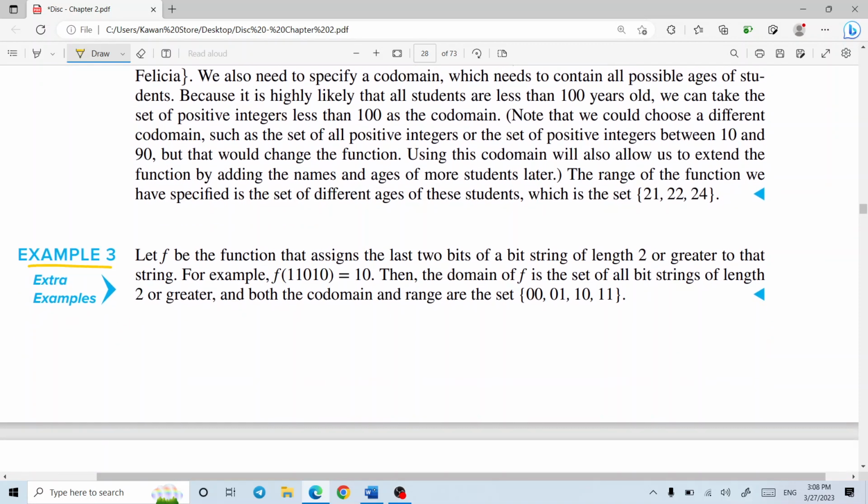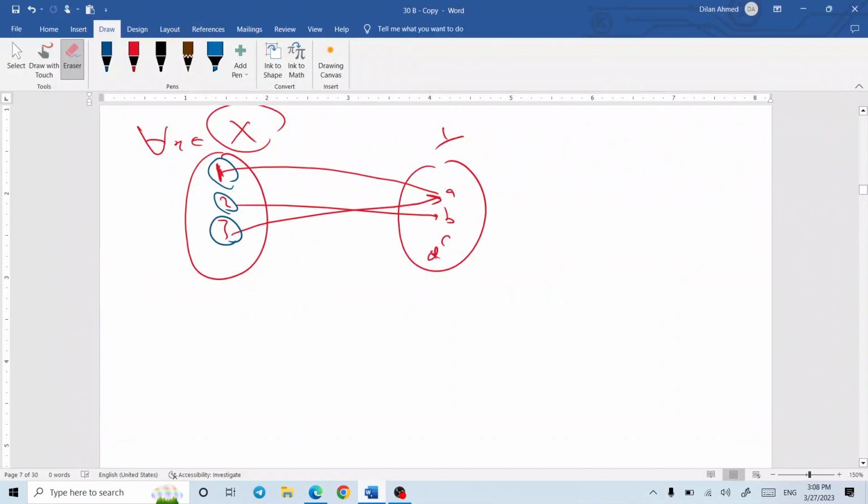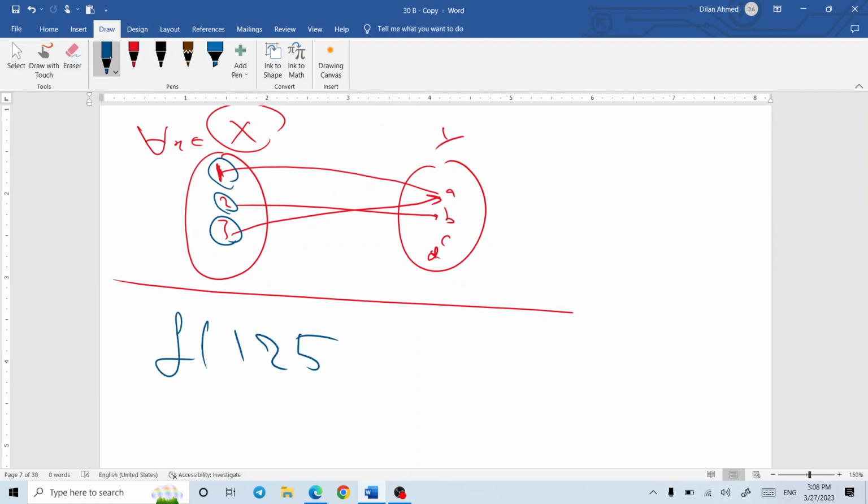Now, this is the example. Maybe you will like it. Look, I have a function. If I give it any digits, any bits, megabyte, any byte, then I will get what? The last two digits. For example, if I say my function is f of 1, 0, 1, 1, 0, 1, 1, the function will give me what? The last two, 1, 1. Understood? So here's my question.